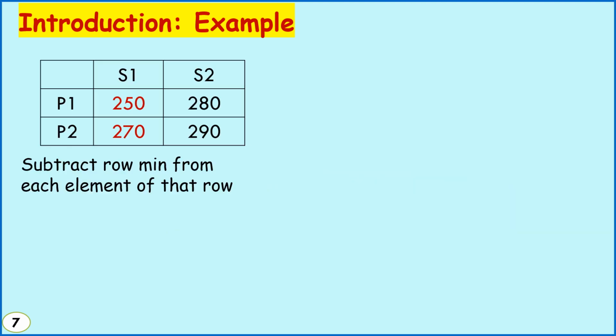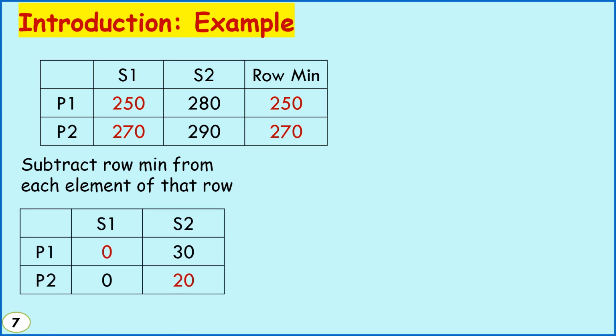Now how to solve according to the Hungarian method. First you will look at each row and find out the minimum value in that row. If you see the first row, the minimum value is 250 rupees. And in the second row, the minimum value in the entire row is 270 rupees. So identify the row minimum value and subtract that row minimum from each element of that row. If you subtract 250 rupees from every element of the first row, then 250 minus 250 becomes 0, and 280 minus 250 becomes 30.